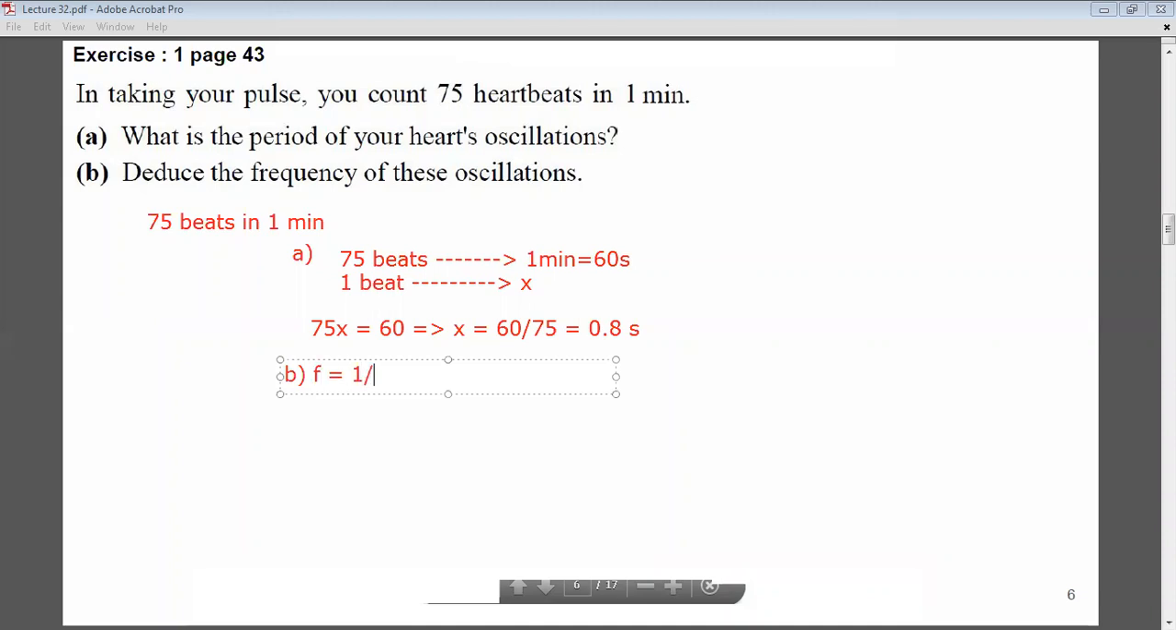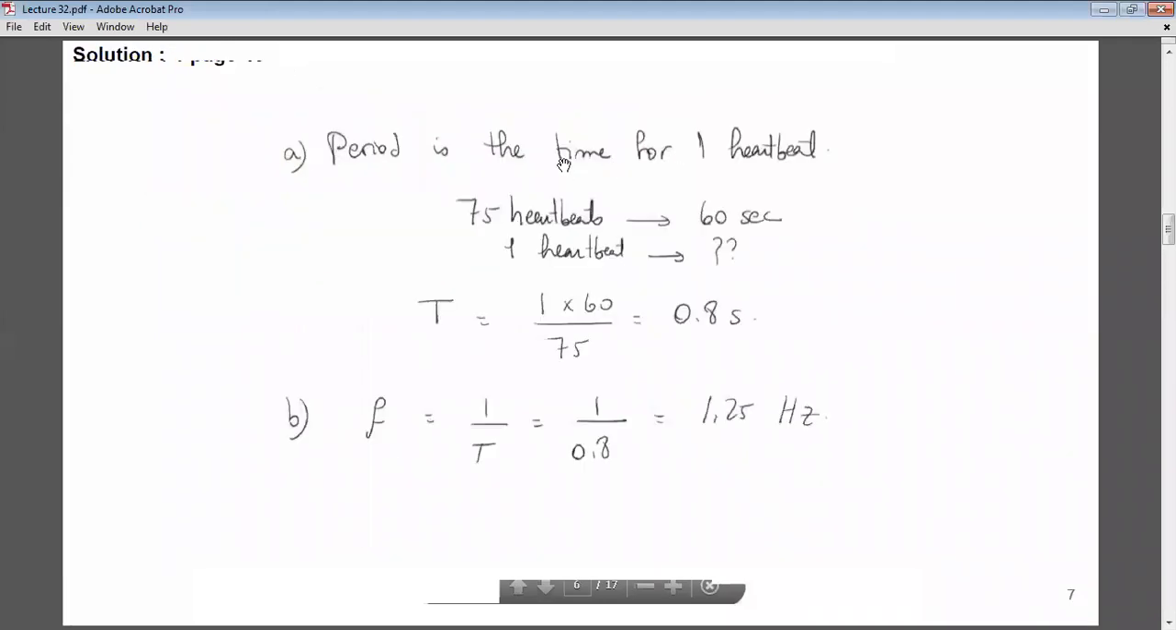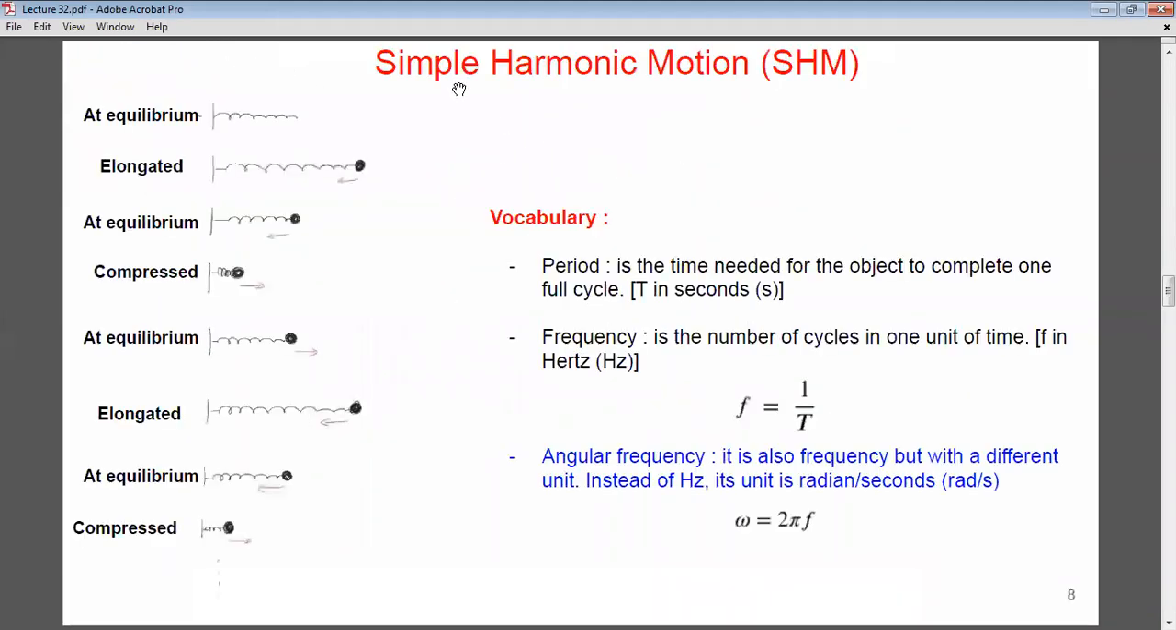Frequency is equal to 1 over period, which is 1 over 0.8, which is 1.25 hertz. This is in seconds, so this is in hertz. Let's go back to our simple harmonic motion. Back to it.